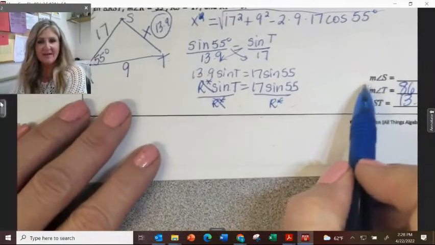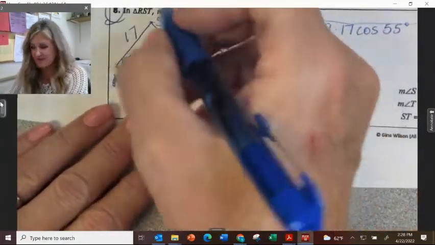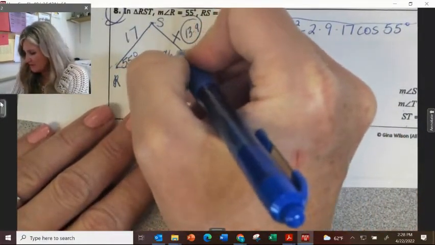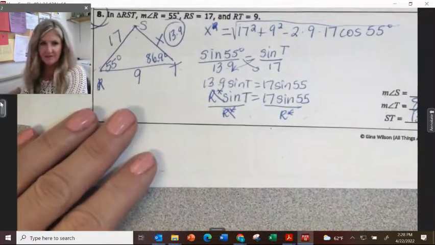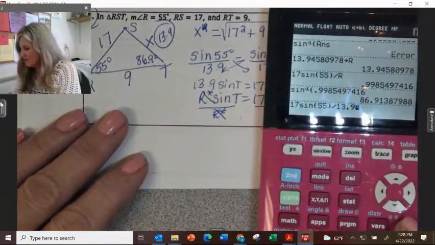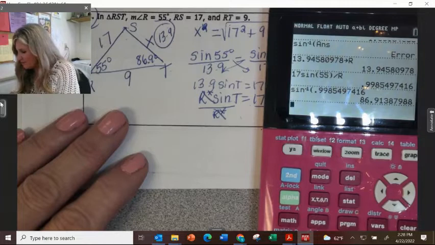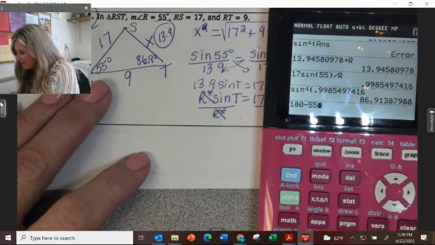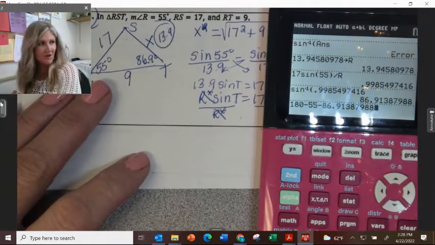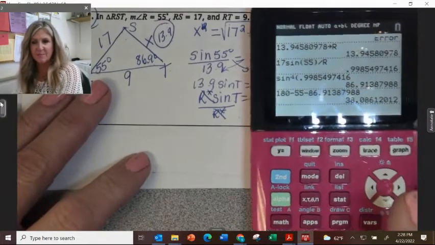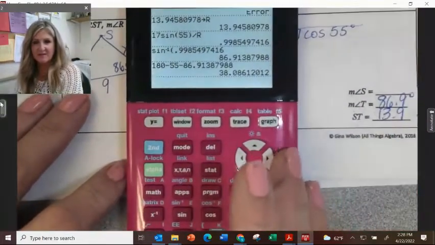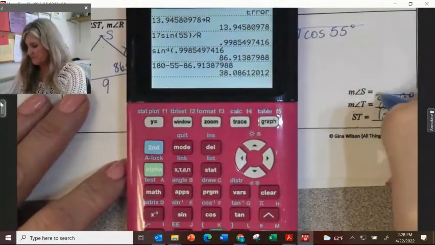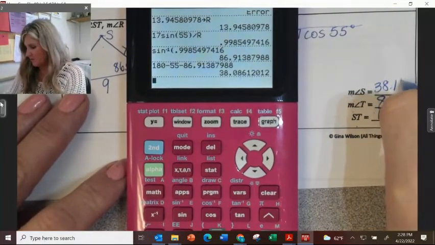Now, to find angle S, so I know angle T was 86.9, and I need to find angle S. So now I'm going to do 180 minus 55 and minus this angle here that I just found. Don't round until the end. And so what's angle S going to be? 38.1.